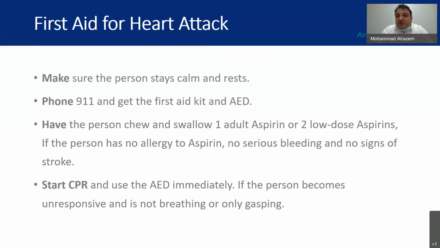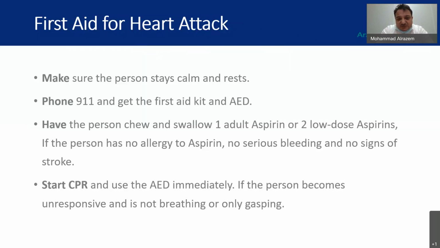Now, you need to ask the person if he has any allergy to aspirin, or any serious bleeding or signs of a stroke. We'll talk about stroke later on. But you need to make sure he has no allergy to aspirin, no signs of bleeding and no signs of a stroke. If he says no, I take aspirin every time, you just give him one adult aspirin to chew. Don't swallow it whole. He needs to chew it and drink water with it, or two low-dose aspirin, called baby aspirin. He needs to chew it and drink water after it.